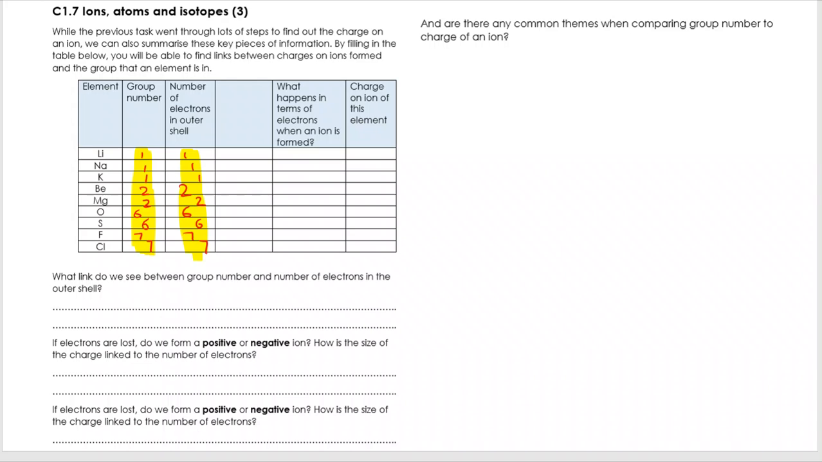Group 1 have 1 electron in the outer shell. Group 4 have 4 electrons in the outer shell. Group 5 have 5 electrons. Group 2 have 2 electrons in the outer shell.